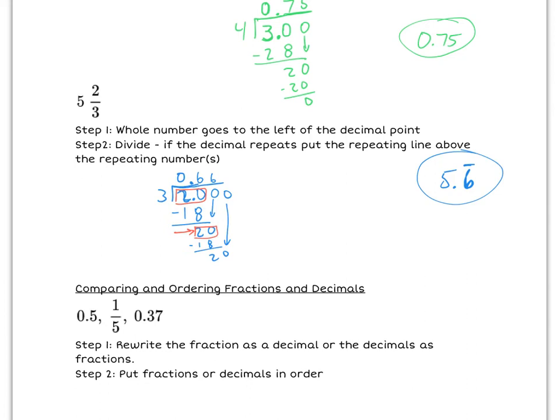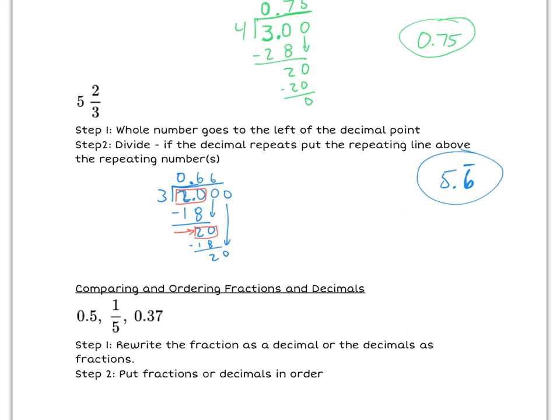So don't let the whole number goof you up. That just gets moved over. The fraction piece is what we have to do the division on. If it repeats, you just need to write one number. Now, if it's 2 numbers that repeat, sometimes you'll get 6, 5, 6, 5, 6, 5, then you do the 65 and put the line over both of them. The line above tells us that it's repeating.